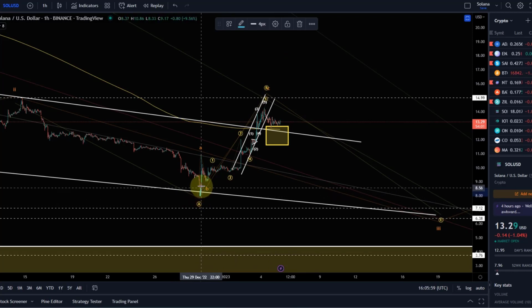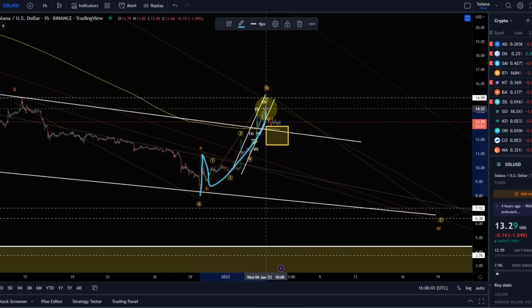At the moment, I'm counting this as an A wave, B wave, C wave. We've basically maxed out what we can do in a C wave. We shouldn't go any higher. So we've got 3 waves at the moment. This can, of course, as always, become a 5-wave move.